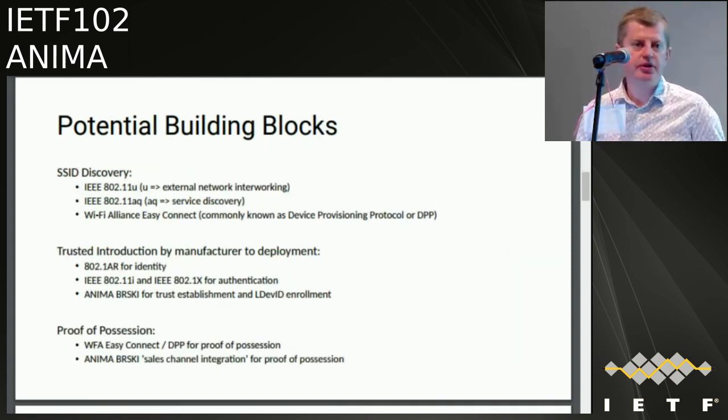So there's multiple potential building blocks for solving these problems today. For SSID discovery, there's multiple IEEE standards that could potentially be leveraged. There's also Wi-Fi aligned standards that could potentially be leveraged as well. Trust introduction by the manufacturer, we know we have 802.1AR, we have the Brewski flow, and there's existing 802.1X and 802.11 specs for onboarding and for authentication as well. And for proof of possession, the Wi-Fi Alliance has Easy Connect, which is also known as the Device Provisioning Profile. Anima Brewski mentions sales channel integration for proof of possession, but defines it as out of scope. And so there's multiple ways of solving all these different problems.